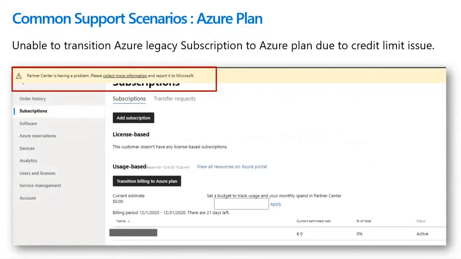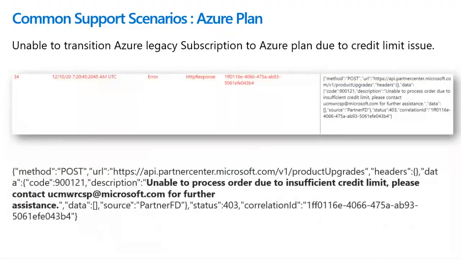In this situation, Partner Center will throw a yellow banner error. When you check the error message present in this POC file, you will see a message something like this: Unable to process order due to insufficient credit limit, please contact the email address for further assistance.